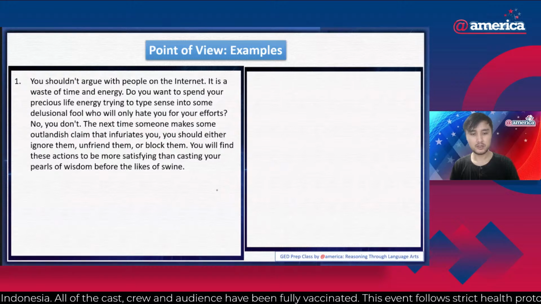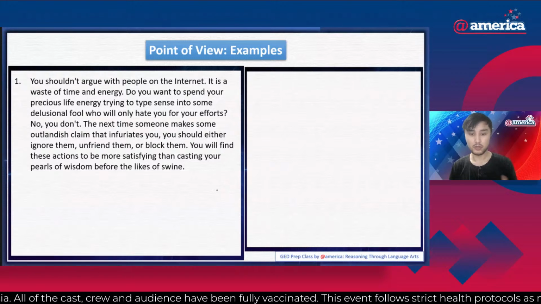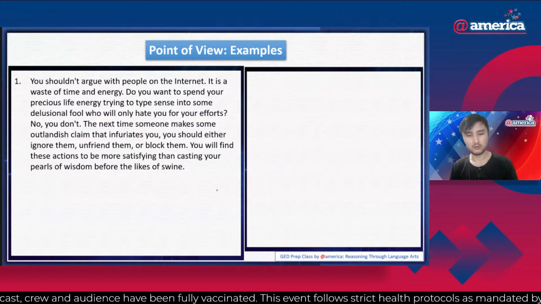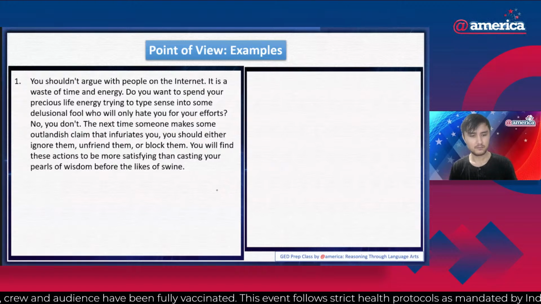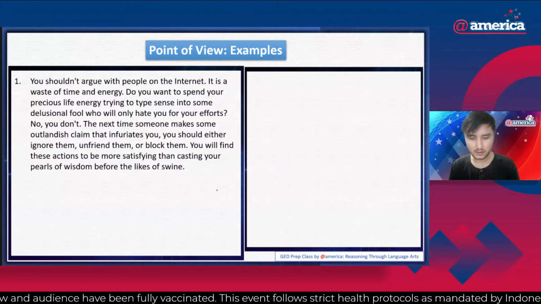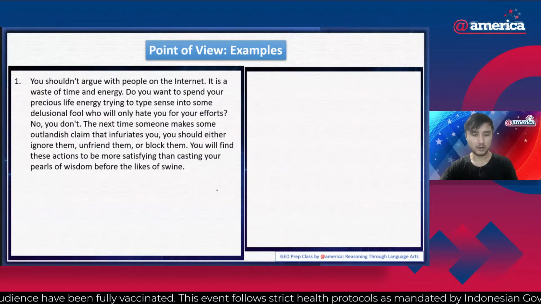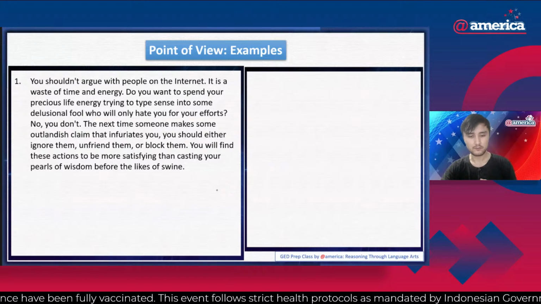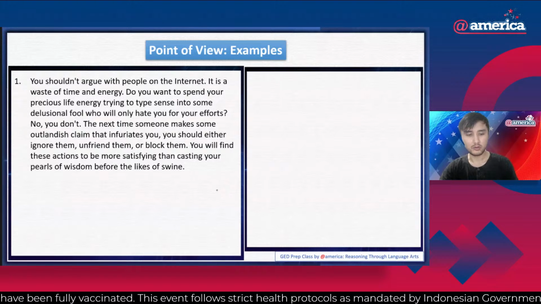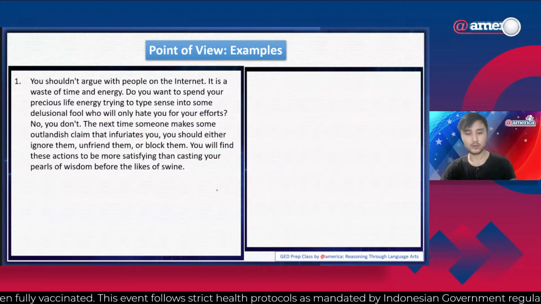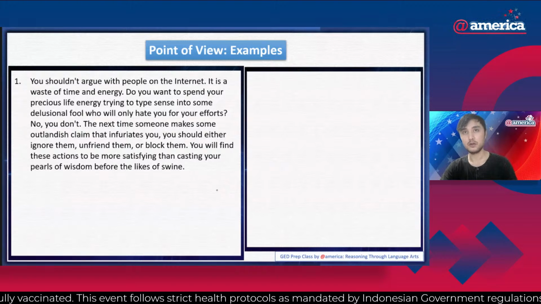Passage one: You shouldn't argue with people on the internet. It's a waste of time and energy. Do you want to spend your time, your precious life energy, trying to type sense into some delusional fool who will only hate you for your efforts? No, you don't. The next time someone makes some outlandish claim that infuriates you, you should either ignore them, unfriend them, or block them. You will find these actions to be more satisfying than casting your pearls of wisdom before the likes of swine.